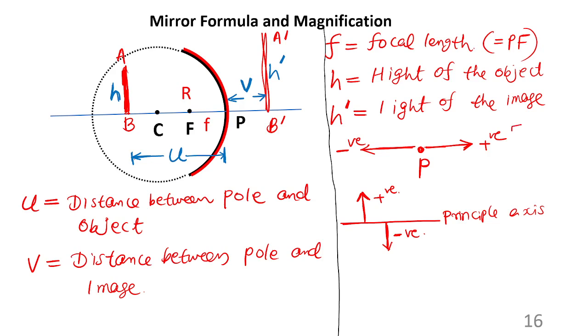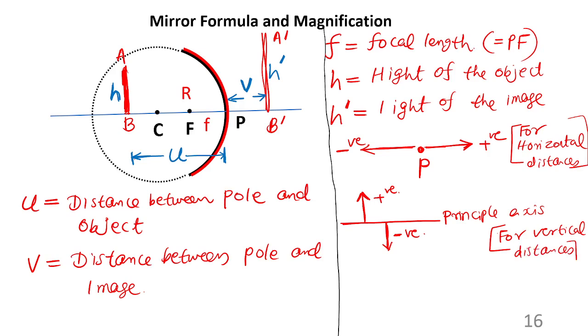The first one is for horizontal distances. The second sign convention is for height, vertical distances, for H and H dash. So these two sign conventions are okay. Clear? All of you clear? Please respond. Lina, Usma, Nishit.